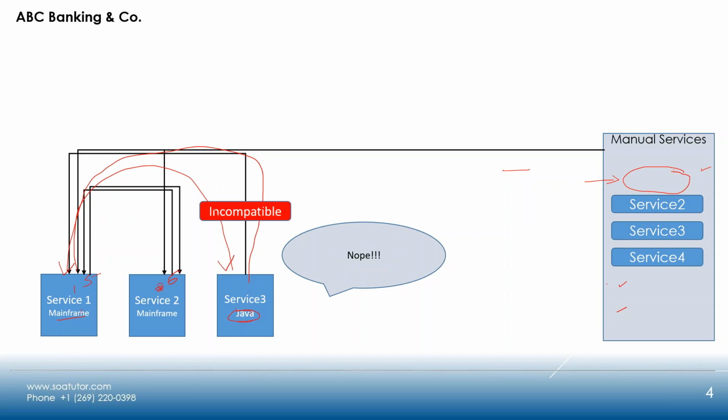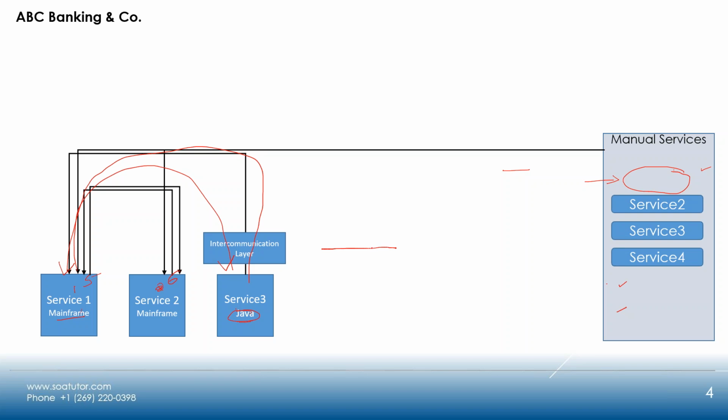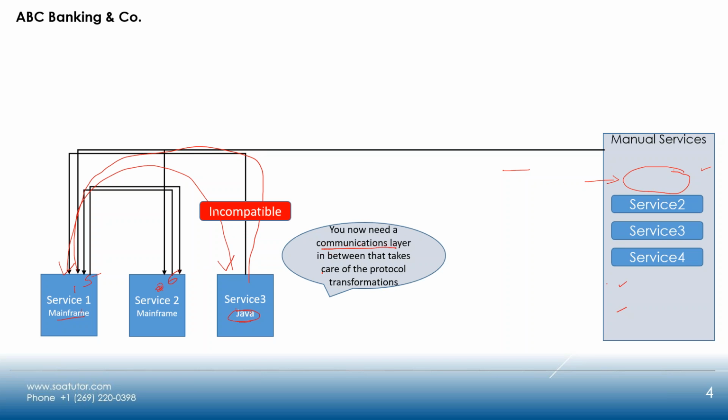So what do we do? Usually when there are 2 people talking 2 different languages, what is the solution? You either learn the new language, which is obviously a little difficult. Instead, you can get a translator who knows both the languages. The French guy talks to the translator and the translator translates it to German and vice versa. The same thing happens even here. You would need a translator. In technical words, you would need a communication layer which takes care of all the protocol transformations.